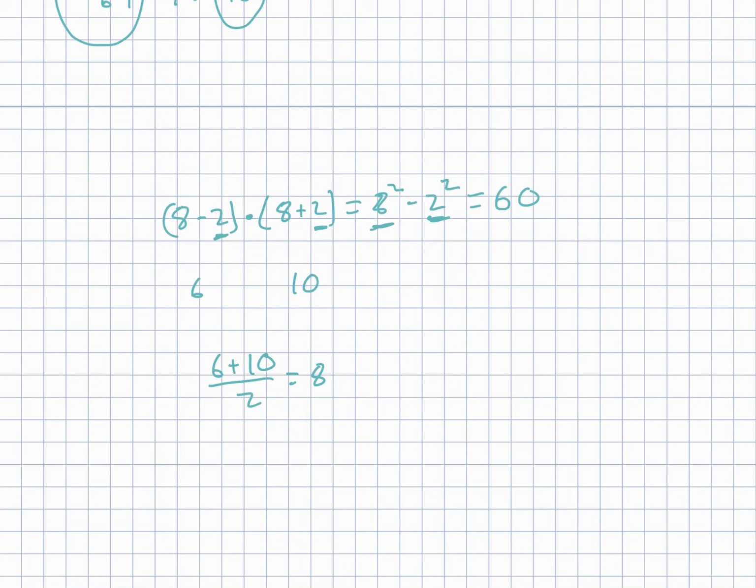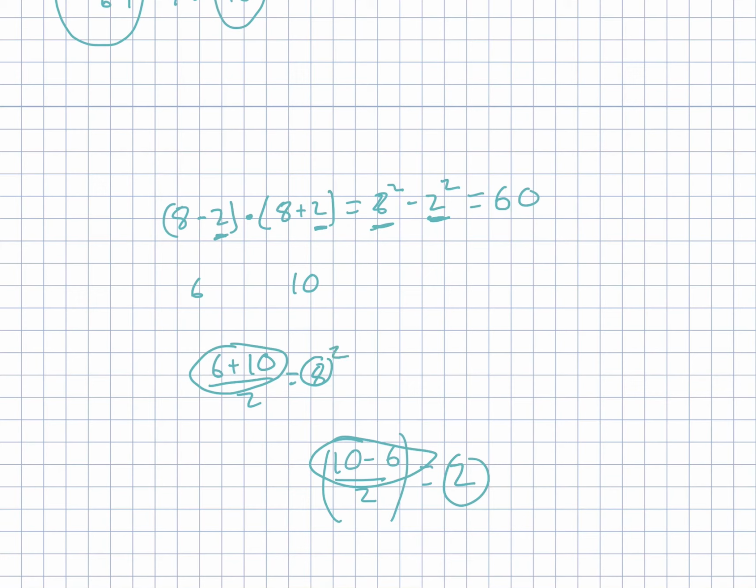Okay. So we can just do 10 minus 6 over 2. And this is its own little thing. I'm going to move this down a little bit. And this would be equal to 2, right? So we have 8 and we have 2. And we got that from two random numbers.